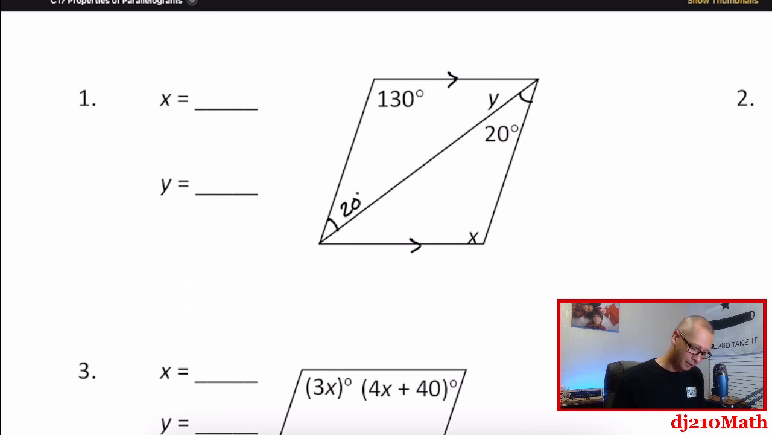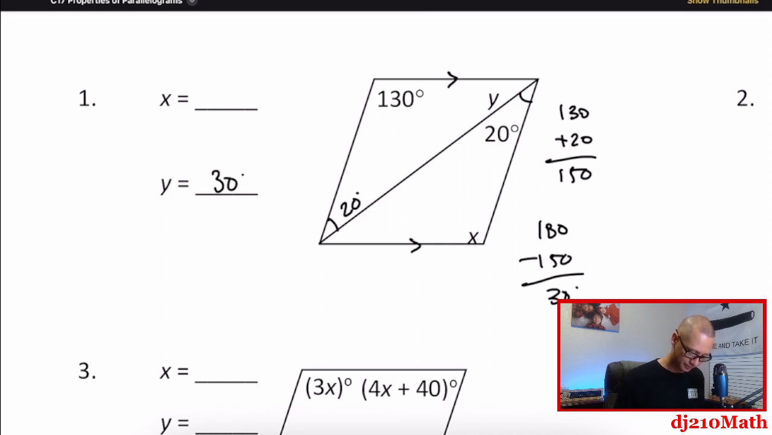Which makes a triangle. And I know that in a triangle, there's 180 degrees. So 130 plus 20 is 150. And it needs to be 180. So 180 minus 150, 30 degrees. So y is 30 degrees. X, right, opposite angles are going to be congruent. So x is 130. 130 degrees. It's pretty simple.